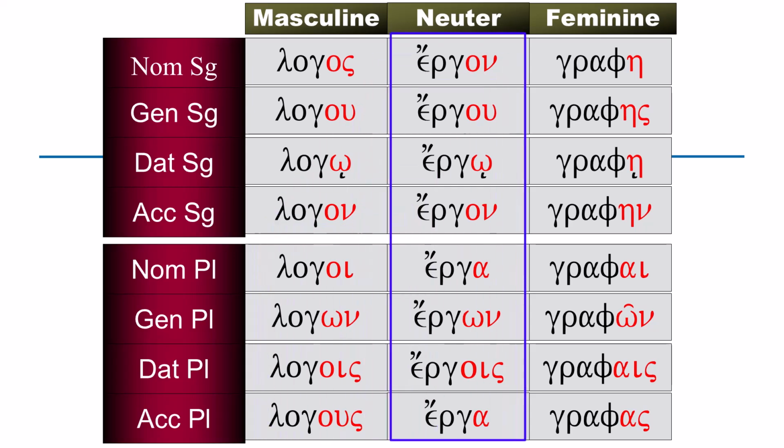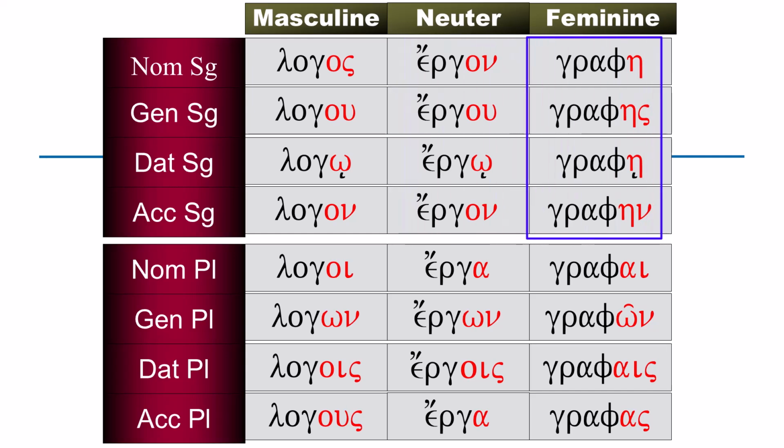For example, in the neuter you have the word agon. Agon means work. And agon can function differently in the sentence. It can be the subject of a sentence, and so it can be in the nominative singular, agon. It can be showing possession, being in the genitive singular, egu. It can be in the dative singular, showing the indirect object, ego. It can be in the accusative singular, showing a direct object, agon.